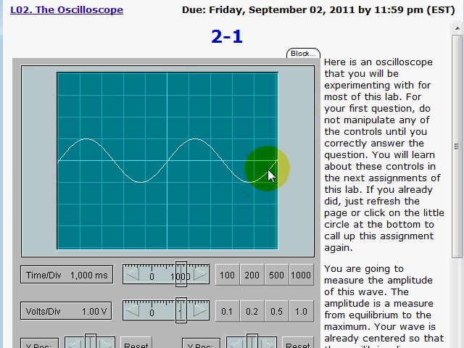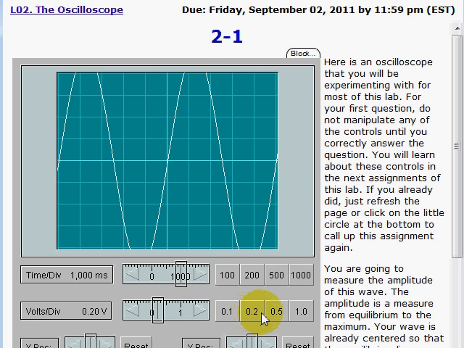Here, this is going to tell us down here that the time per division, the little division here, each of those divisions is worth 1,000 milliseconds, which is 1 second. So that means this is 1 second, 2 seconds, 3, 4, and 5. And for the vertical, it says volts per division is 1 volt, so that means the one block going up is 1 volt, 2 volt, 3 volt, 4 volt.